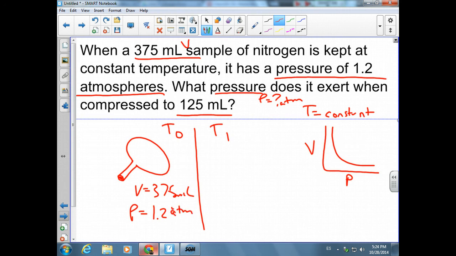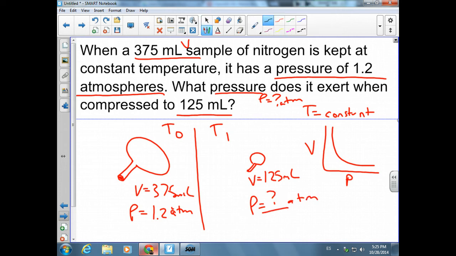I'm not going to draw any particles yet. And I've got it compressed a little bit. Now, a lot of bit. Now the volume went down quite a bit. So now my V is 125 milliliters. It went down quite a bit. And they want to know what my pressure is, and that'll be in atmospheres. So some number of atmospheres.